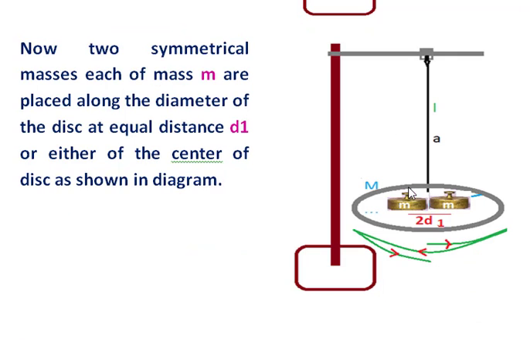Now two symmetrical masses, each of mass m, are placed along the diameter of the disc at equal distances. d1 is the distance from the center of the mass to the center of the disc, or the axis of the wire, and here also d1. So the distance between the center of this mass and the center of this mass is taken as 2d1.